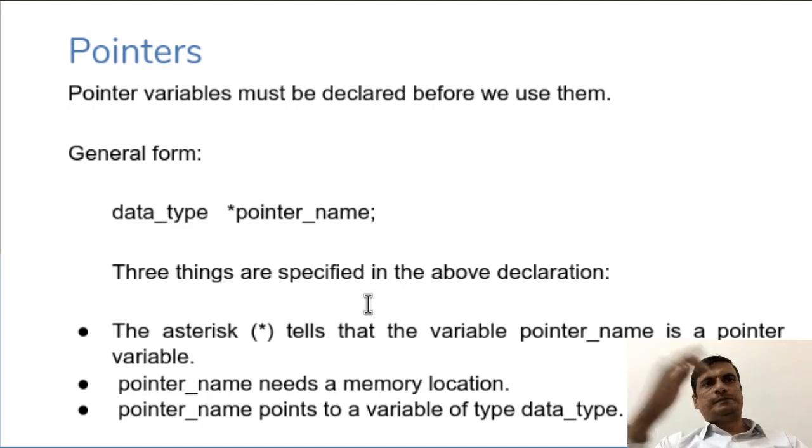Just to clearly define, pointer variables must be declared, as with every variable, before we use them. So how do you define this? Data type, star, pointer name. The star tells that the variable pointer name is a pointer variable which points to a data type, the respective data type of the underlying language. That is how you define it.